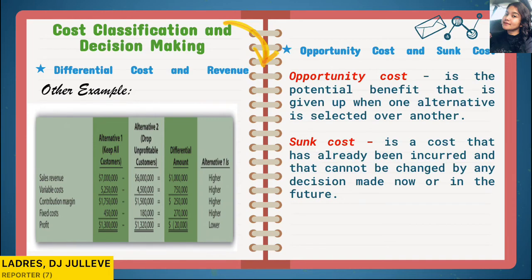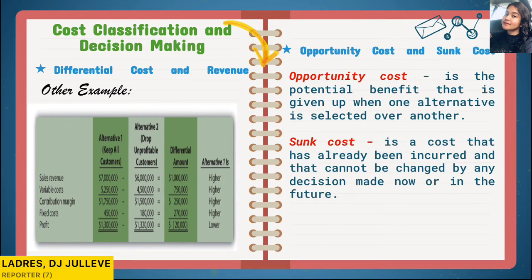On the other hand, we have sunk cost. Sunk cost is a cost that has already been incurred and that cannot be changed by any decision made now or in the future. So, sunk cost is the difference between money already spent in the past and potential returns not earned in the future on an investment because the capital was invested elsewhere.